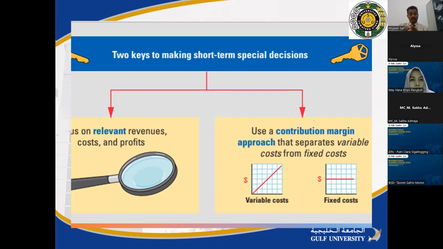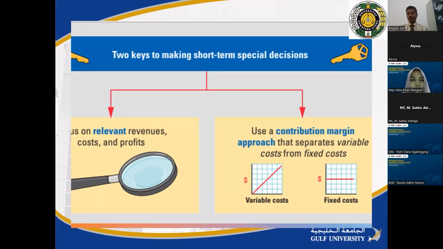Relevant information, for example relevant costs, means the costs that are different in these two options. Any items that are similar between two options are irrelevant; they will not help us to make a decision, right?